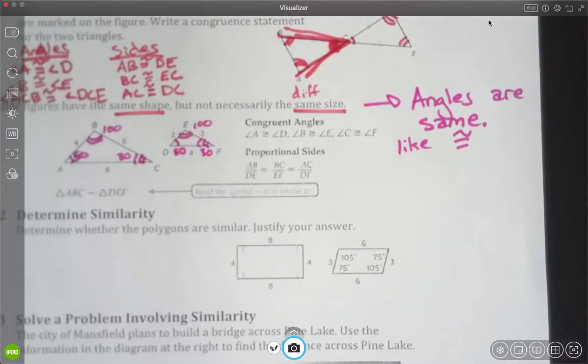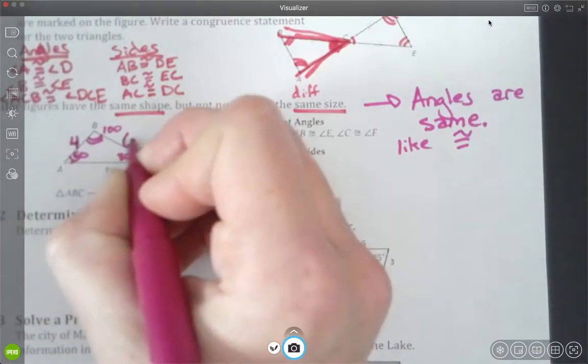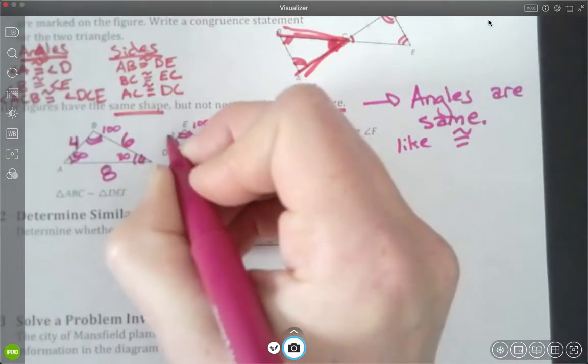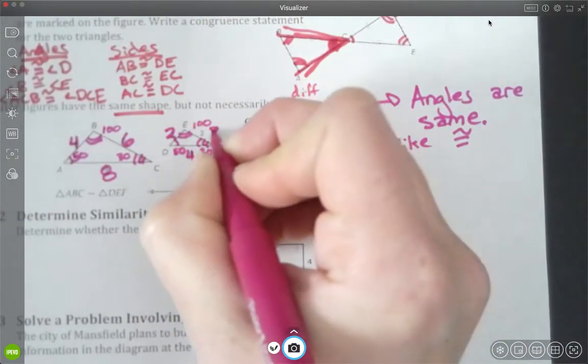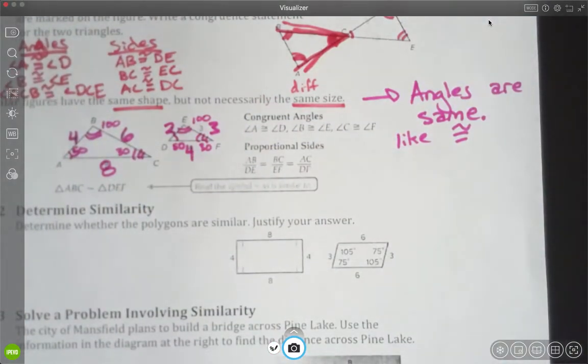So your angles stay exactly the same. The thing that changes is your sides. So we have 4, 6, and 8. 4, 6, 8. I'm just making them bigger. Then we have 2, 4, and 3 on this one. Okay, and here's how this works.